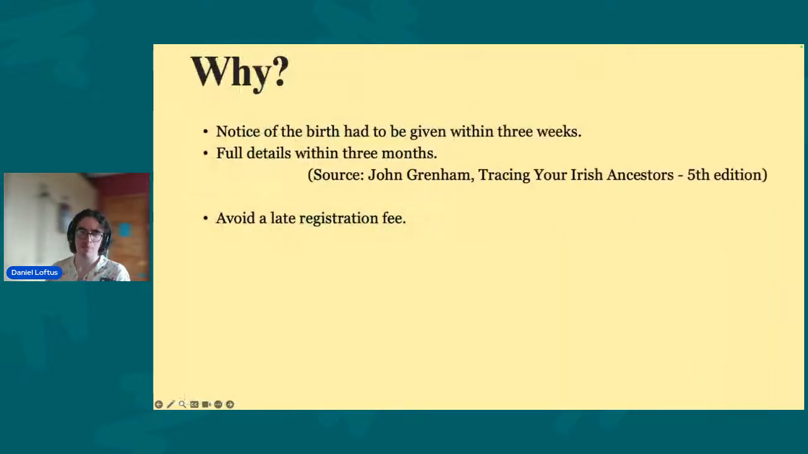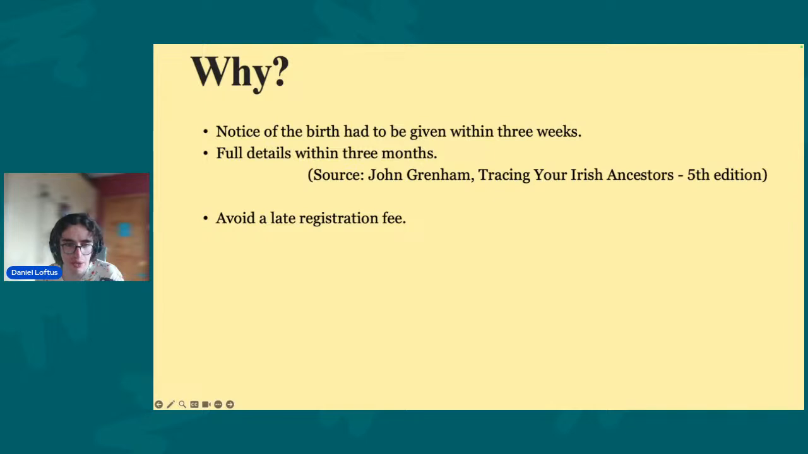Now, why might that have been? The rules surrounding civil registration were that when the birth had occurred, notice of the birth had to be given within 3 weeks of the birth occurring, and full details had to be provided within 3 months. So you would have to register some semblance of the birth after 3 weeks and within 3 months. And sometimes the dates could be slightly altered to potentially avoid a late registration fee, as we can see with Bridget's.